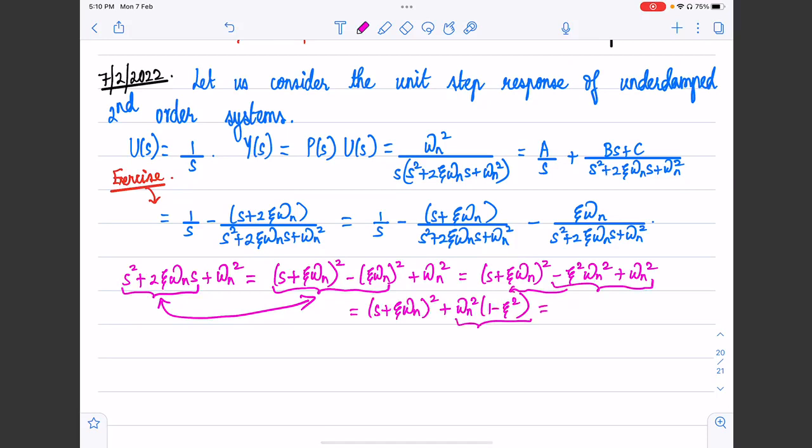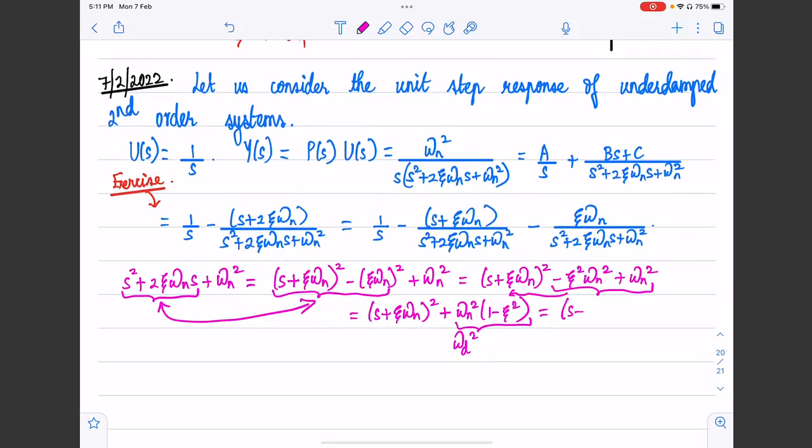And what is this? This is nothing but omega d squared, because omega d is defined as omega n times the square root of 1 minus zeta squared. So omega d squared is going to be omega n squared times 1 minus zeta squared. So we get s plus zeta omega n whole square plus omega d squared. I hope it is clear how we did this exercise.